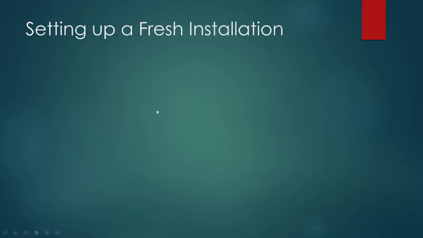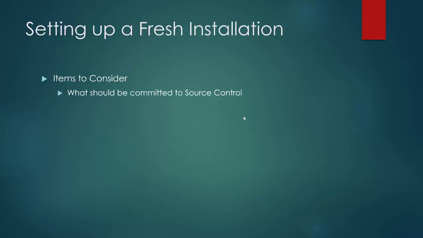All right, so on to setting up a fresh installation. Some items to consider when setting up a fresh installation. First off is to consider what should be added to source control. I briefly mentioned earlier that Sitecore items and even modules should never be committed to your source control. Only things that are related to things that you're changing should be added to source control. So just keep that in mind when you're creating your first solution.